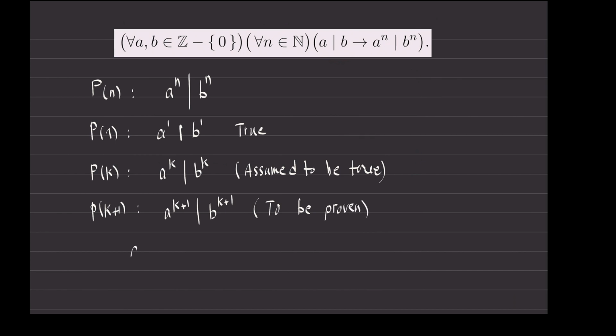Because my assumption tells me that a to power k divides b to power k. My assumption also tells me that a divides b, but we just learned in the previous theorem that if I want to, I can multiply these relations side by side. So then it means a times a to the power of k divides b times b to power k. So then it means that a to power k plus 1 divides b to the power of k plus 1. Okay, that's a very handy theorem.